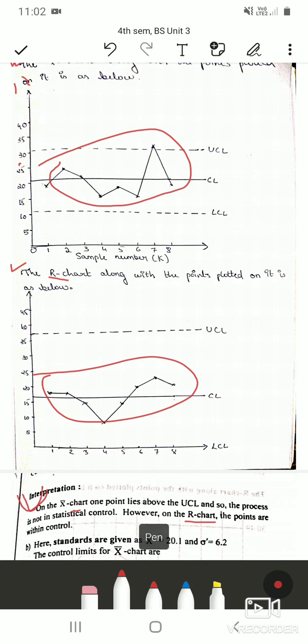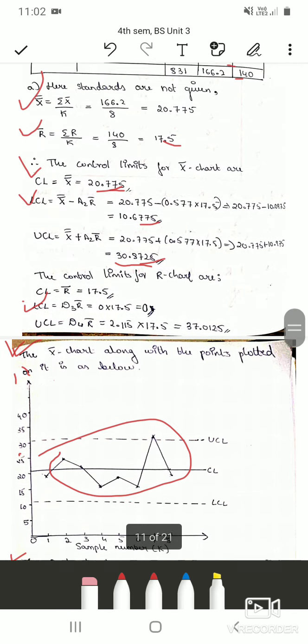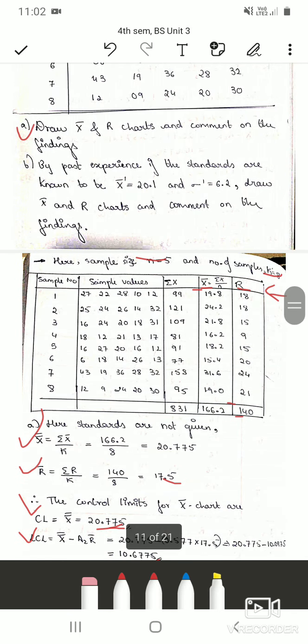You can write in your own words, but you have to clearly mention whether the process is under control or it is not. So in the next class, we will see the next sub question, that is when standards are given. So you guys try to solve this and draw the graphs on the graph sheet if you have.